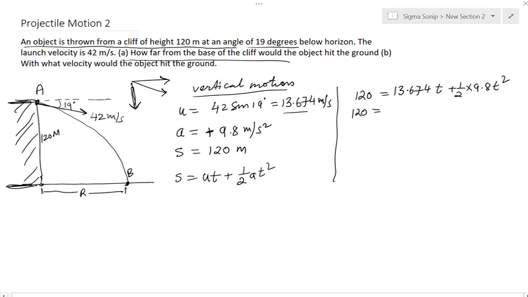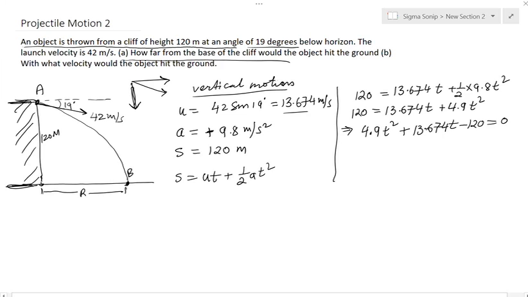I can write it like this: 13.674 t plus 4.9 t squared. And I can write it in standard form, where a standard quadratic equation has all the quantities on the left side. So 4.9 t squared plus 13.674 t minus 120 equals 0. Now this is a quadratic equation, and we could use the quadratic formula to solve it, but because all the numbers have decimal points, it would be a tricky task.